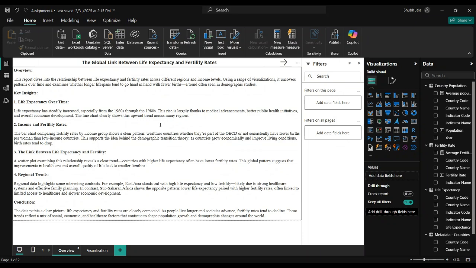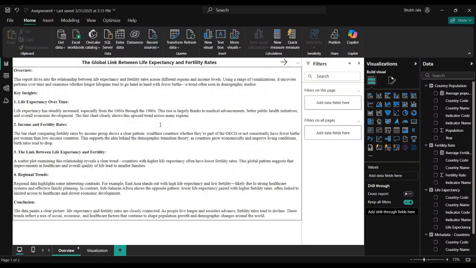Fourth, the regional trend. Regional data highlights some interesting contrasts. For example, East Asia stands out with high life expectancy and low fertility, likely due to strong healthcare systems and effective family planning. In contrast, sub-Saharan Africa shows the opposite pattern: lower life expectancy paired with higher fertility rates, often linked to limited access to healthcare and slower economic development.